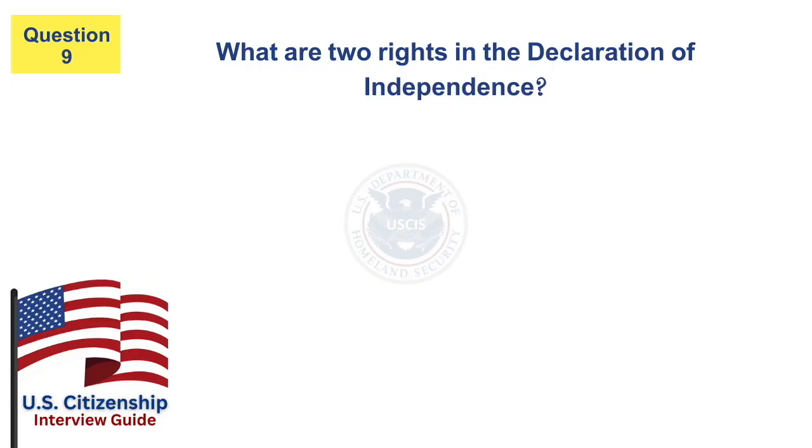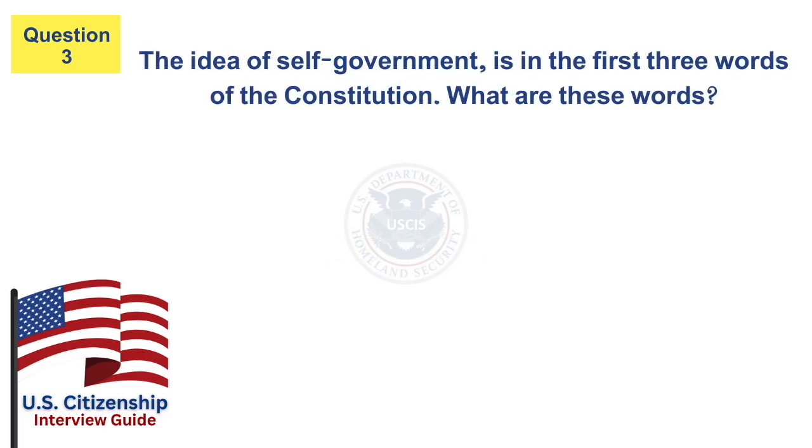What are two rights in the Declaration of Independence? Life, liberty. The idea of self-government is in the first three words of the Constitution. What are these words? We the people.